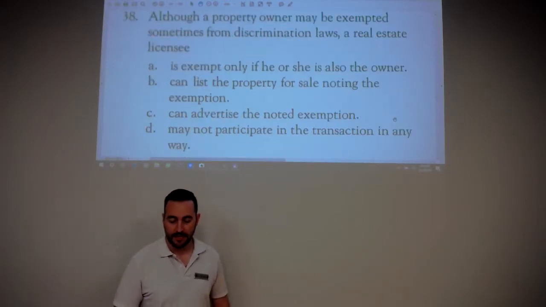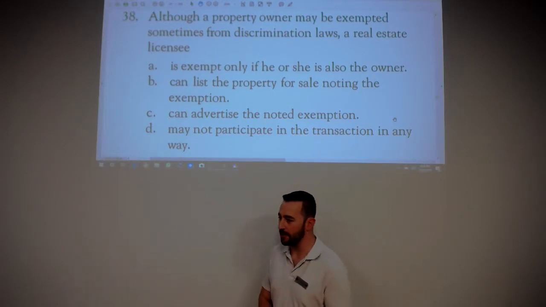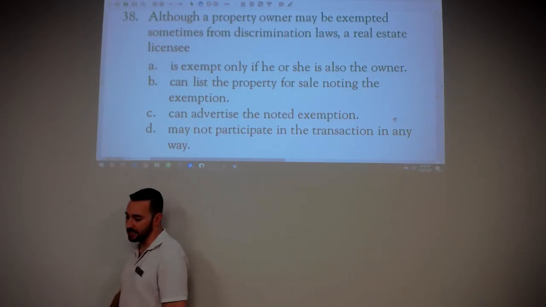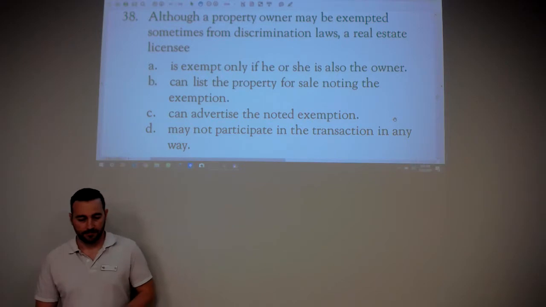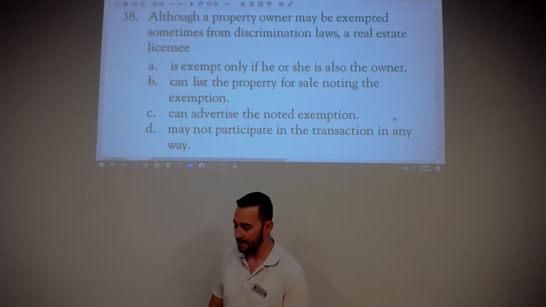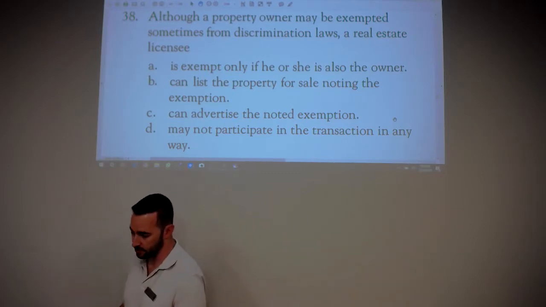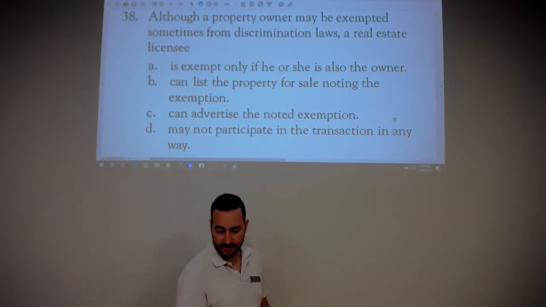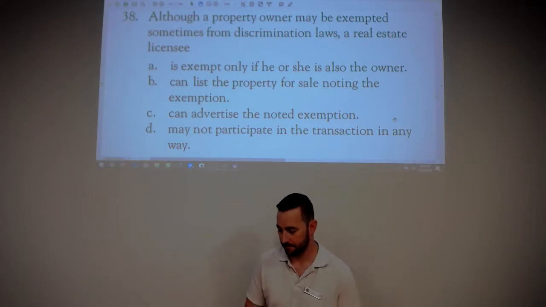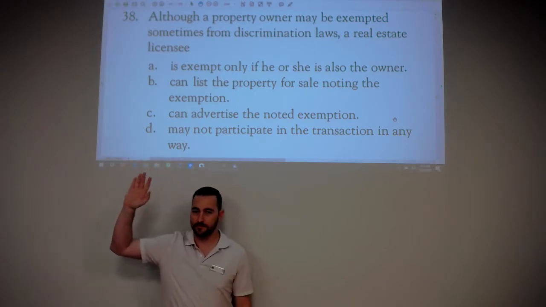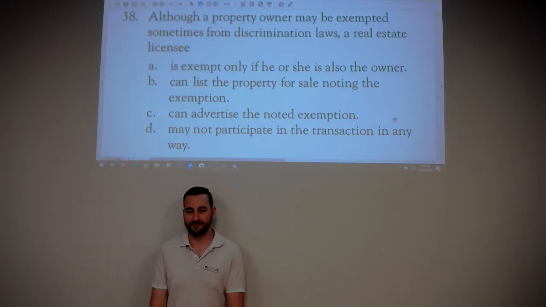Question 38. It says, although a property owner may be exempted sometimes from discrimination laws, a real estate licensee: A, is exempt only if he or she is also the owner. B, can list the property for sale noting the exemption. C, can advertise the noted exemption. Or D, may not participate in the transaction in any way. Does everybody agree with D, or is there anybody that disagrees? Why do you disagree, Ida? I think it's C. You think it's C? Why?